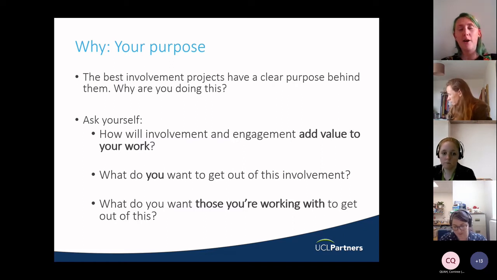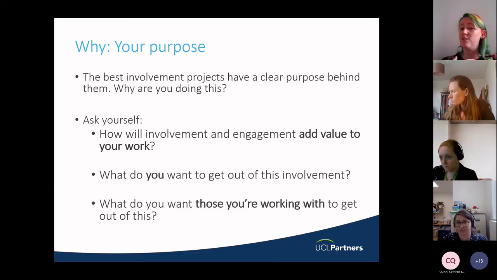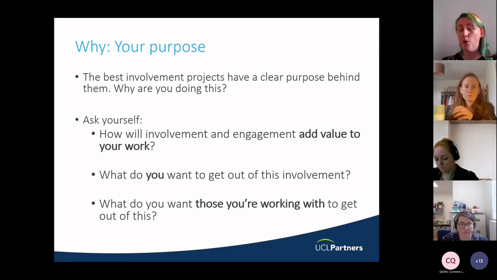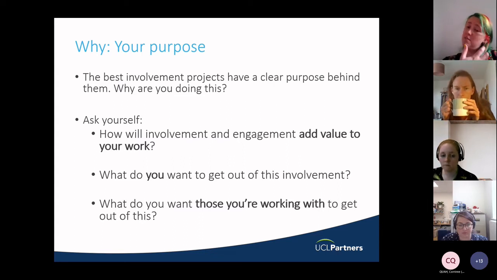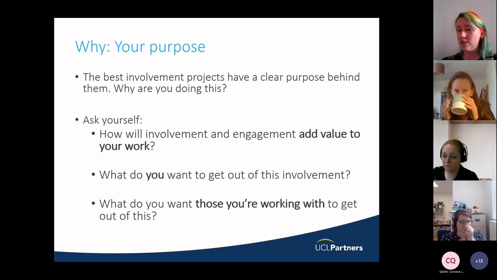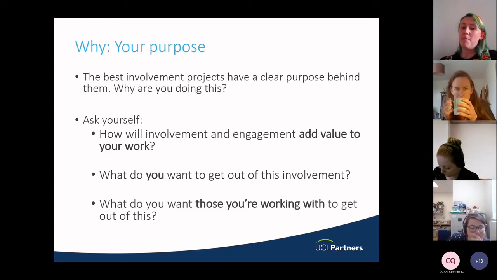Equally, you should take some time to think about what you want to get out of this involvement. Involvement is great because it gives you lots of different opportunities and ways of working, and it can really enhance and build your own skills. So what do you want to take away? Do you want new relationships with community organisations? Do you want to learn how to communicate a little bit differently? Think about it from that perspective.